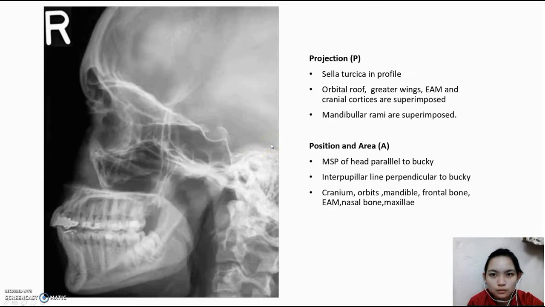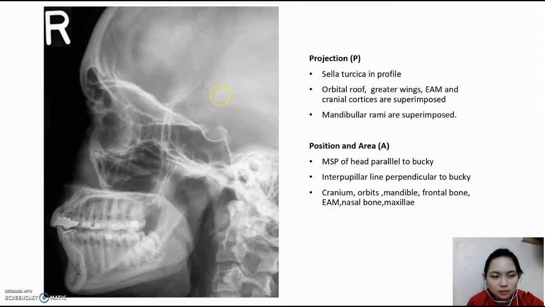The orbital roof, greater wings, EAM, and cranial cortices are not superimposed. And beside that, the mandibular rami are not superimposed too. So there is a rotation. The MSP of the head is not parallel to the bucky. The IPL line is perpendicular to the bucky.